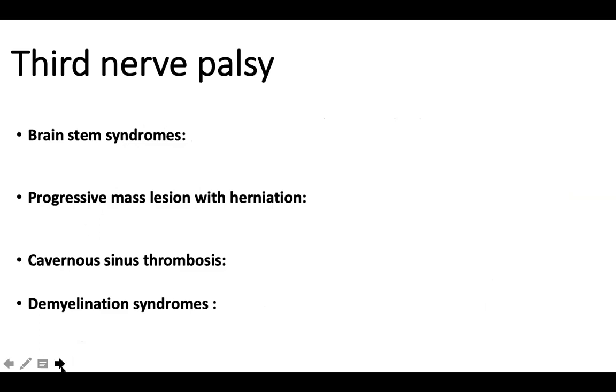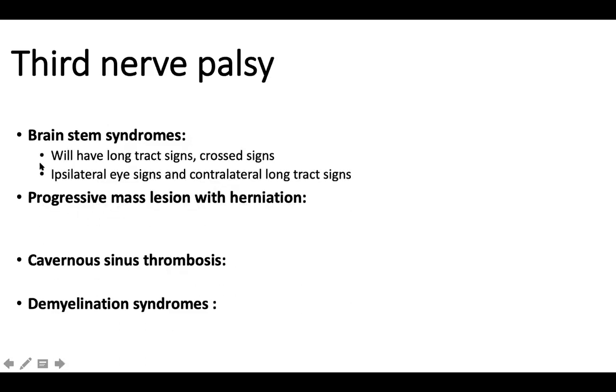a crossed hemiparesis. For example, if there is a right side third nerve palsy, okay, you will have a left-sided hemiparesis. So if you see this sort of combination, right-sided third nerve palsy, right-sided eye which is having diplopia, down and out with pupillary dilatation, with a left-sided hemiplegia, you should think about an infarct or a tumor which is in the right side of your midbrain.